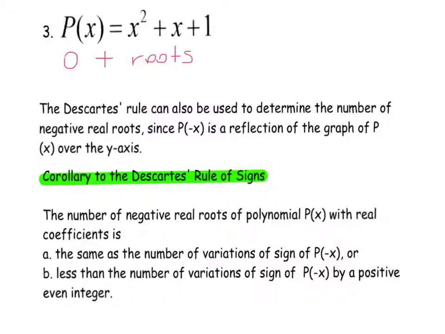The Descartes rule can also be used to determine the number of negative real roots, since p of negative x is a reflection of the graph p of x over the y-axis. So this is the corollary to the Descartes rule of signs. The number of negative real roots of a polynomial p of x with real coefficients is the same number as the number of variations of sign of p of negative x, or less than the number of variations of sign of p of negative x by a positive even integer.